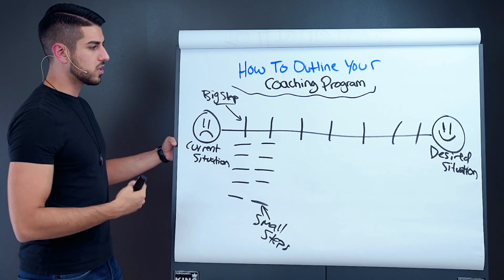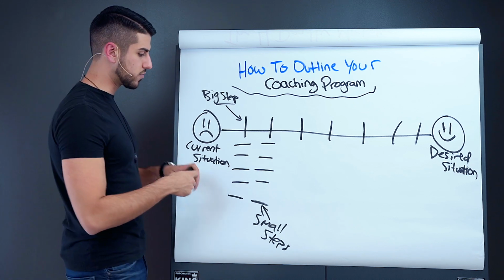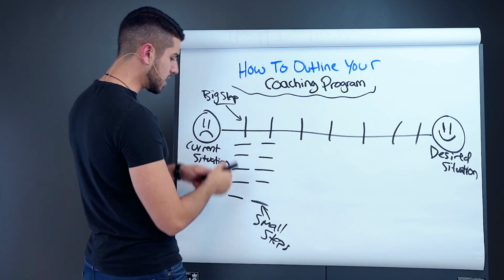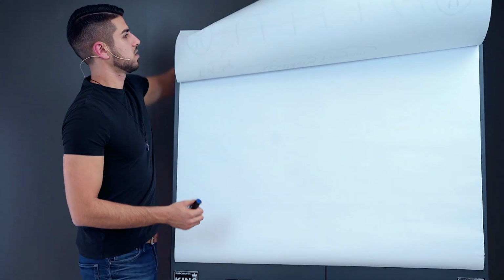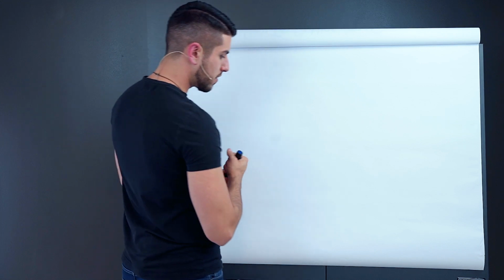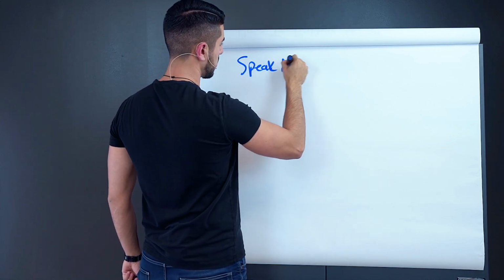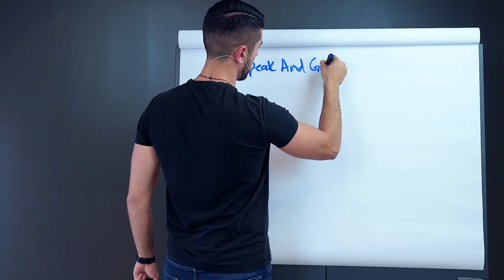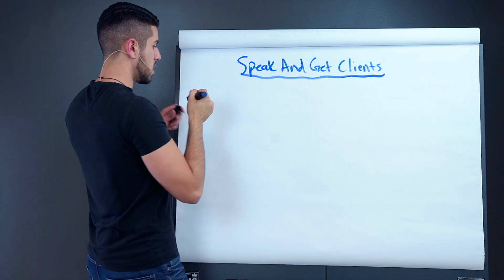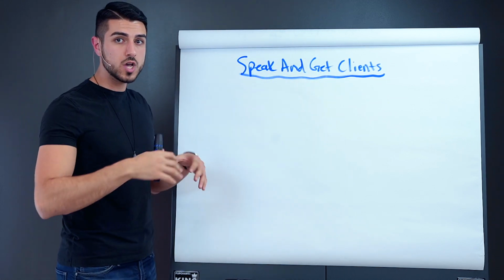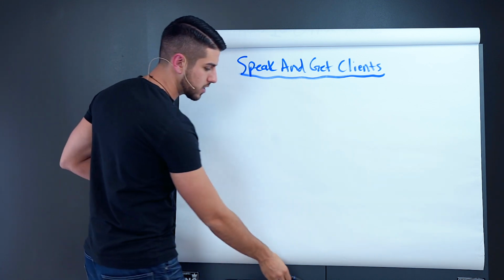So I'm going to give you an example of a real program that I have, so you can see how this works. So for example, for my Speaking at Clients program, my Speaking at Clients program is how I use the core of presentation, so webinars, to help coaches get high-ticket clients online. So this is my program.